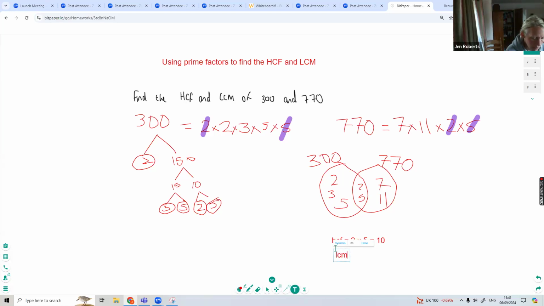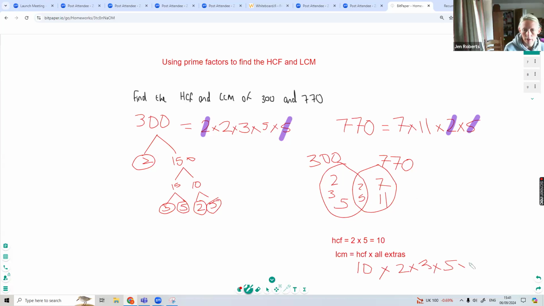And to get your LCM, don't forget it's your HCF times all the extras. What do I mean by that? Well, your HCF is 10, and all the extra bits in the Venn diagram we've not used yet are 2, 3, and 5, and then on the right are 7 and 11. So you multiply all these together: 10 times 2 times 3 times 5 times 7 times 11. You should get 23,100.